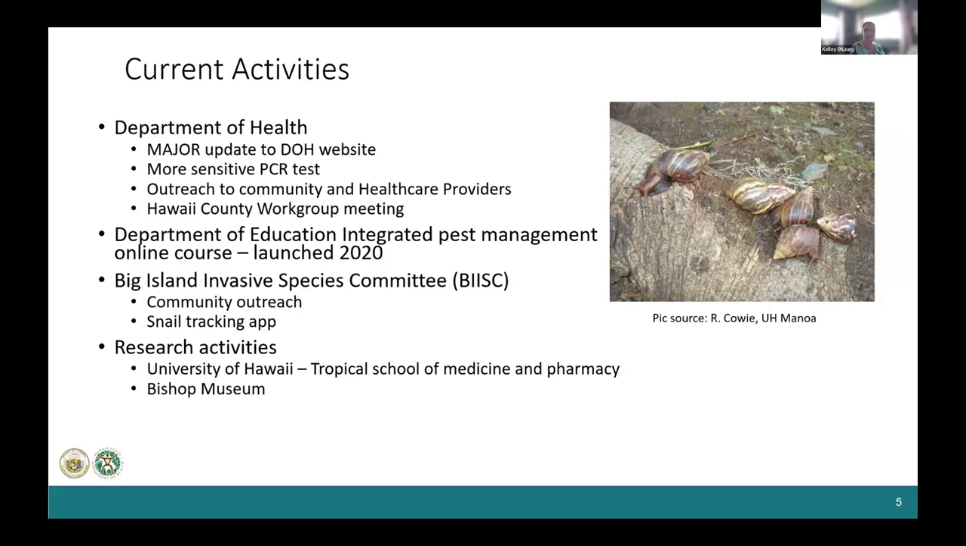The Department of Education has that integrated pest management online course. Big Island Invasive Species also does community outreach. And then you guys, I don't know how active the snail tracking app is anymore, but I know that was used in the very beginning.